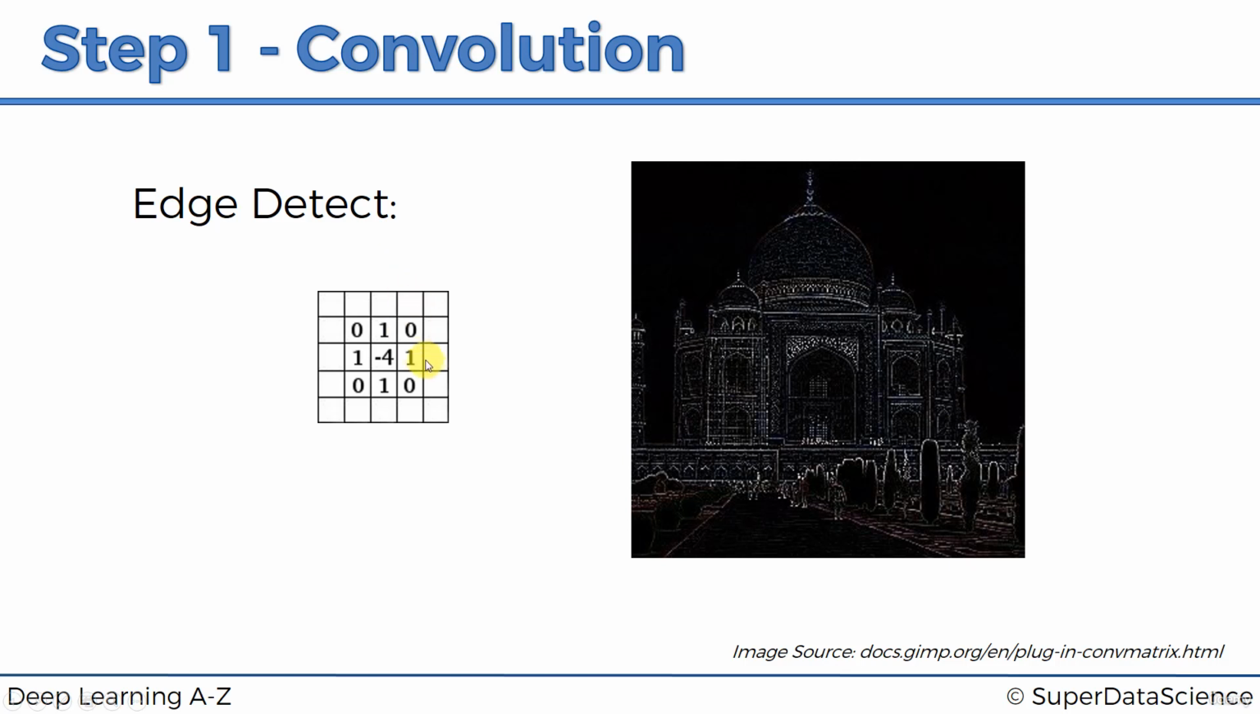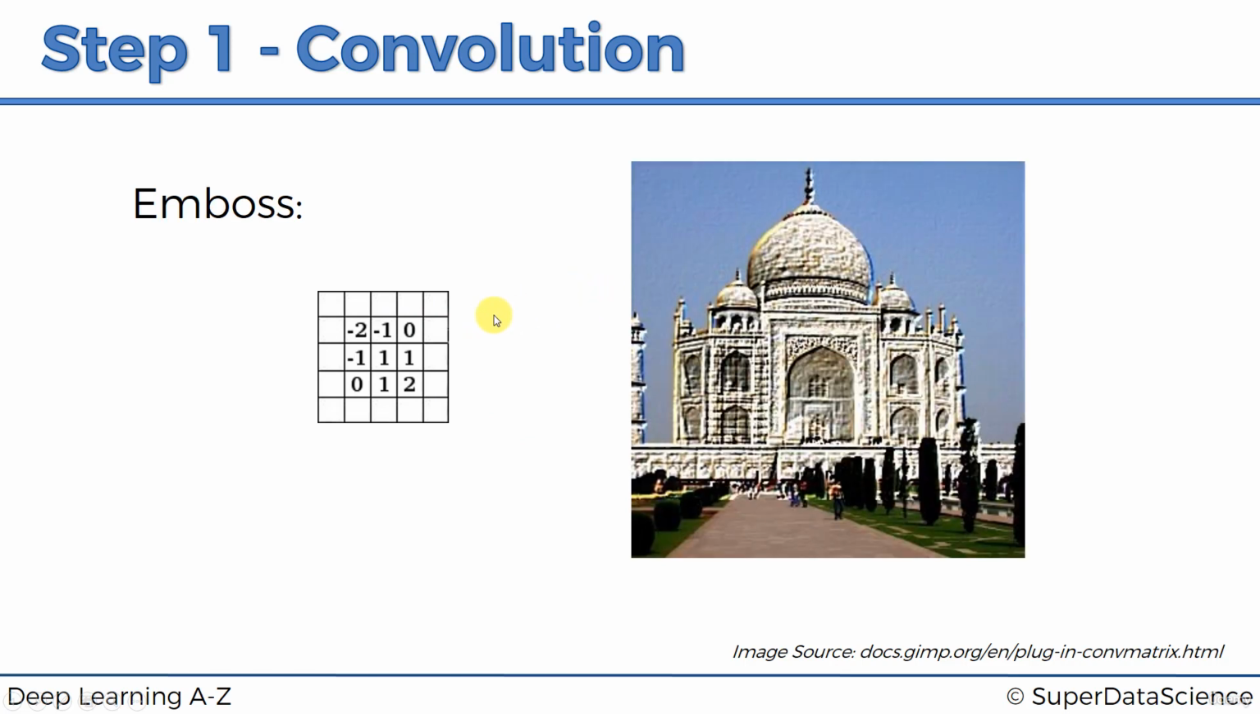Edge detect. Right, so this one probably makes more sense, right? You take the middle one, you reduce the strength of the middle pixel, and then you look for the ones around them, you increase the strength of the ones around them, so you have the ones there. Yeah, so that gives you an edge detection, and you can see what you get there.